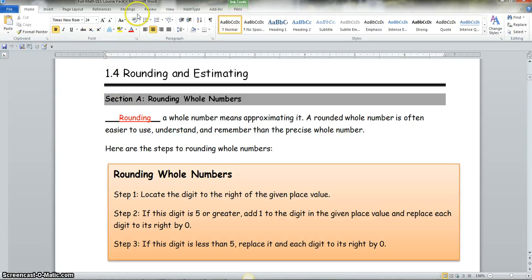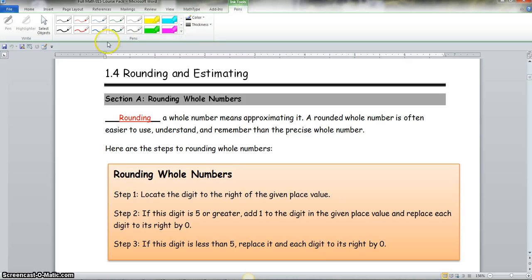Hello class, we're about to start section 1.4, which is rounding and estimating. Rounding a whole number means approximating it. A rounded whole number is often easier to use, understand, and remember than a precise whole number. Here are the steps to rounding whole numbers.